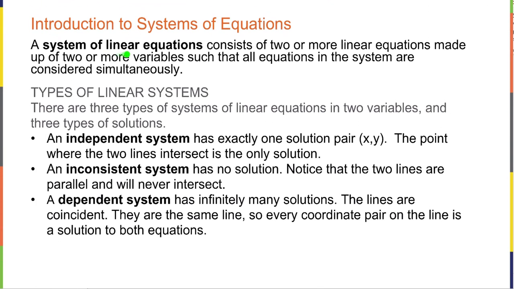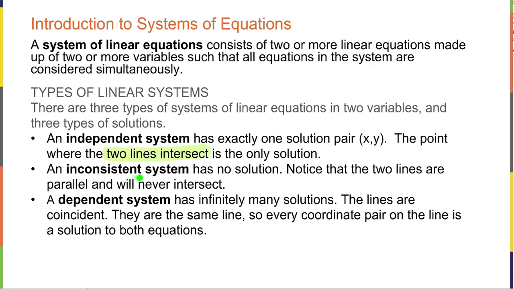So, a system of linear equations consists of two or more linear equations made up of two or more variables, such that all equations in the system are considered simultaneously. There are three types of systems of linear equations in two variables, and three types of solutions. So there's an independent system that has exactly one solution pair, the point where the two lines intersect. Okay, so that's what we're going to be looking for a lot of these. So where the two lines intersect, and in that case, there's only one solution.